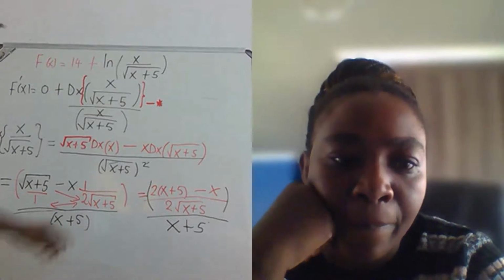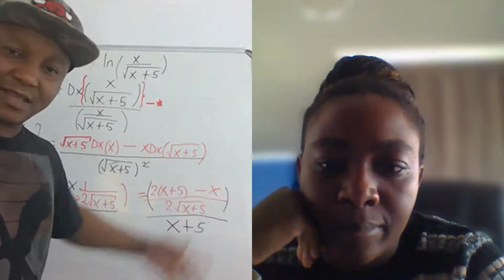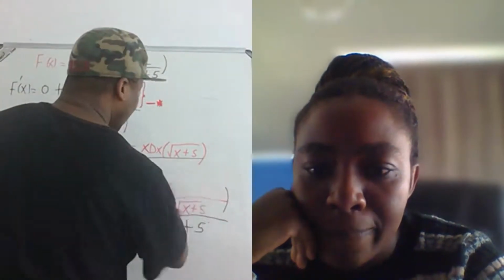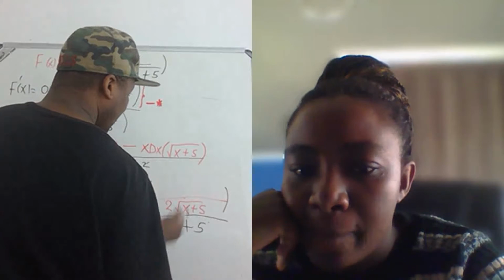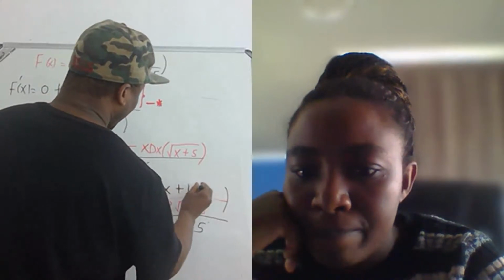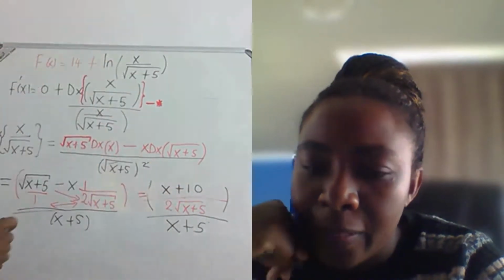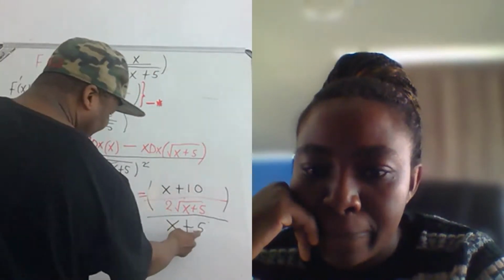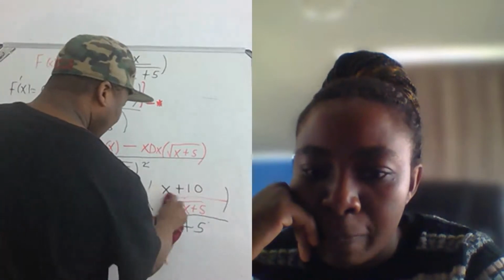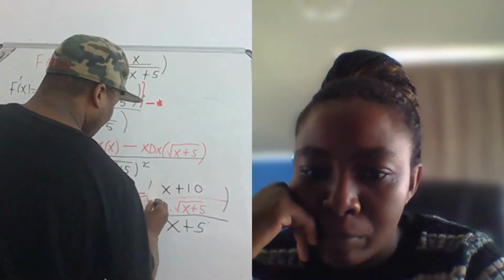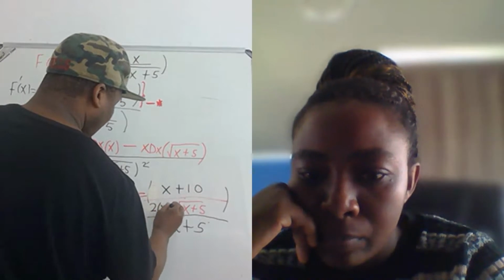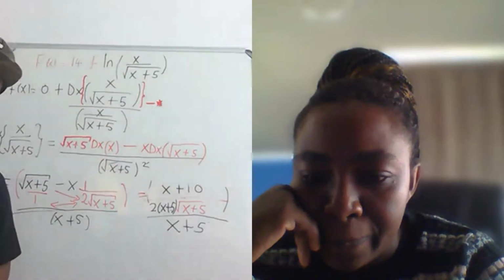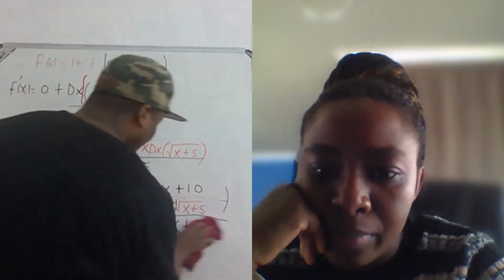So now what we're going to do is 2 times x is 2x, minus x is x. Then x plus 10. So it's x plus 10. Yes, x plus 10. And this top is going to come here, so it's going to be x times x plus 5. Okay, so we're going to put here 2 x plus 5. Is that clear? Mm-hmm.